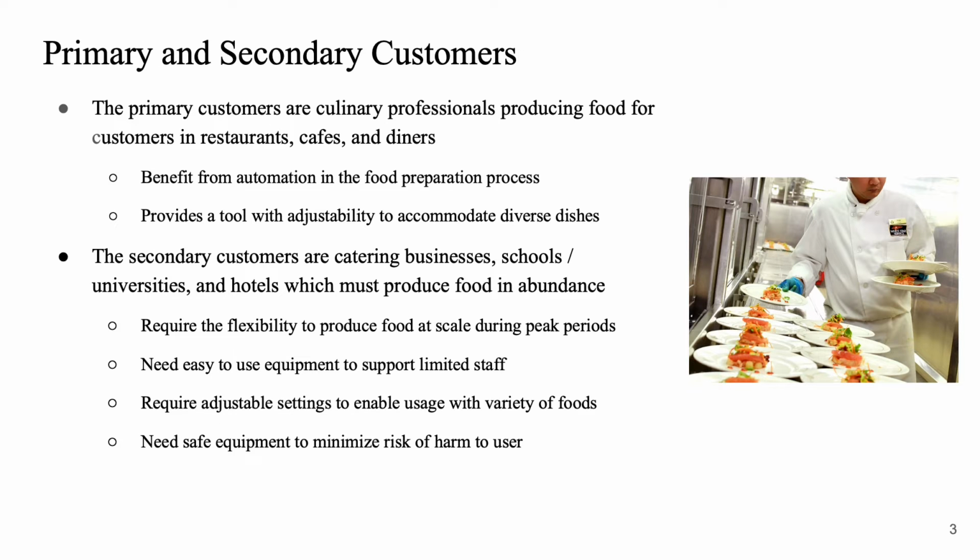The primary customers for this product are culinary professionals, who are producing food in restaurants, cafes, and diners. They would benefit significantly from the automation in the food preparation process. The secondary customers for this product are catering businesses, schools, universities, and hotels, which must produce food in abundance, as they require the ability to produce food at scale during peak periods throughout the day.